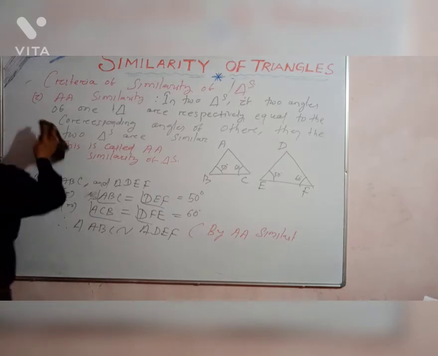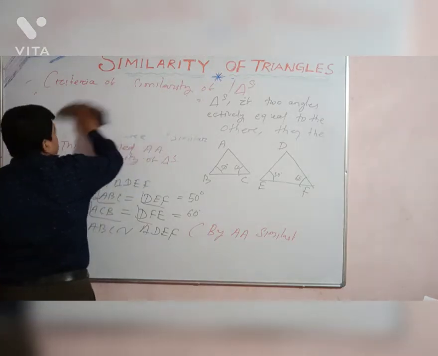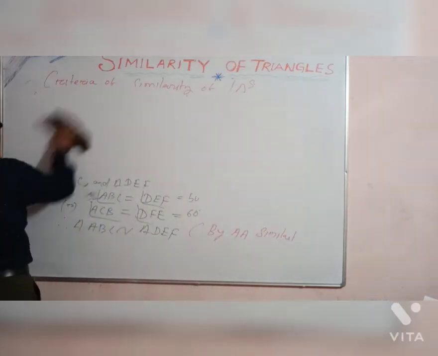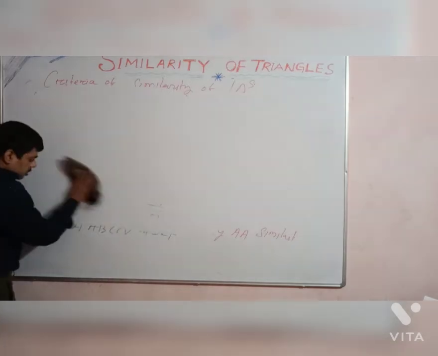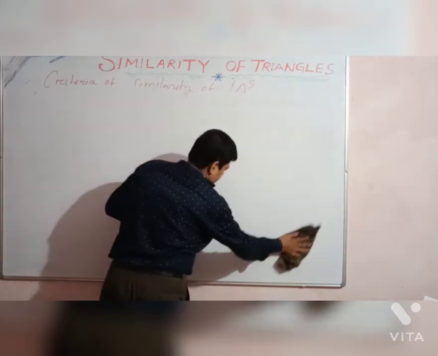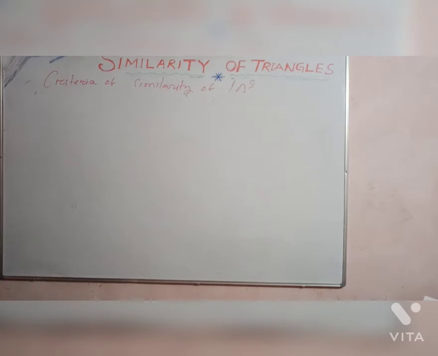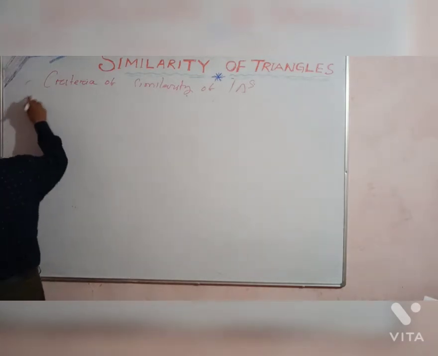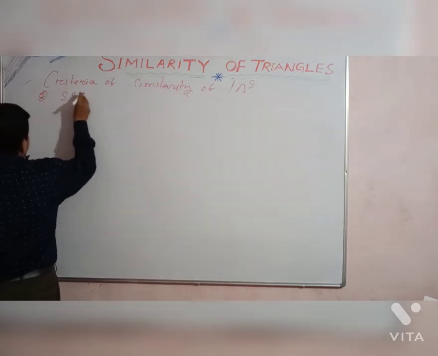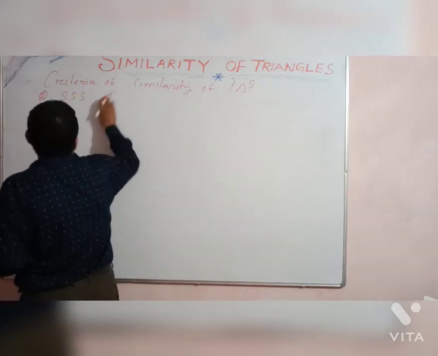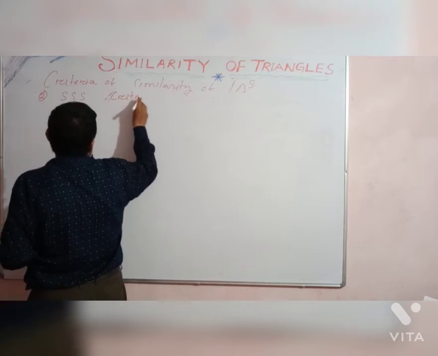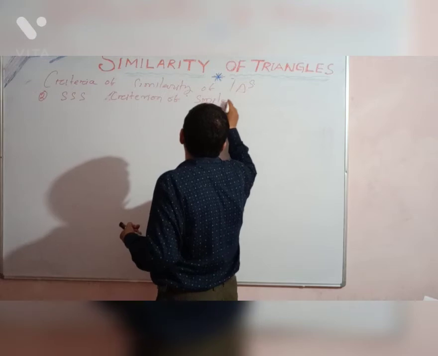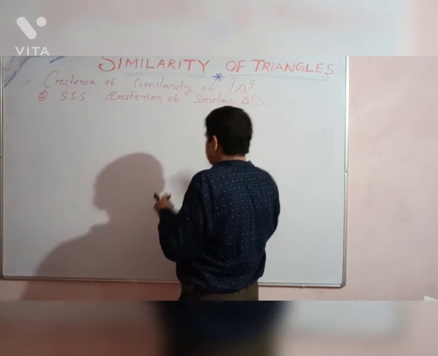You have to see the side condition. Side condition means what? In two triangles, if the ratio of the corresponding sides of the two triangles is equal, then the triangles are said to be similar. Understand? The second condition is the side similarity criterion of similar triangles. What is that here?